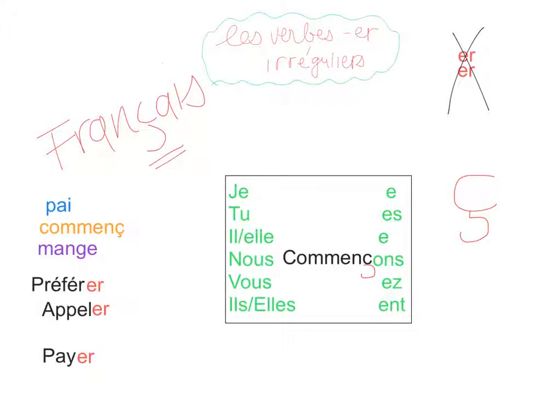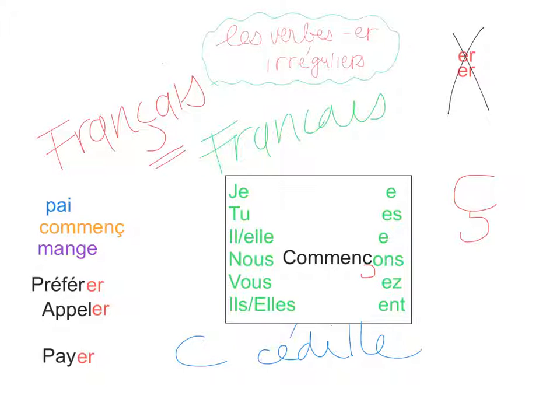Français. Okay? If we don't have this little hook, the pronunciation is different. It is franquais. So we want this. We are going to use the cédille. Okay? Remember this word, cédille. And it is called le cédille.